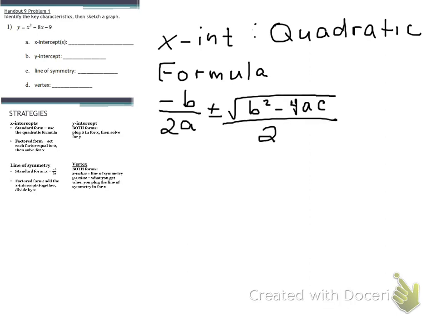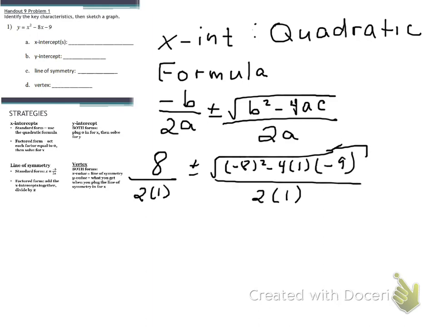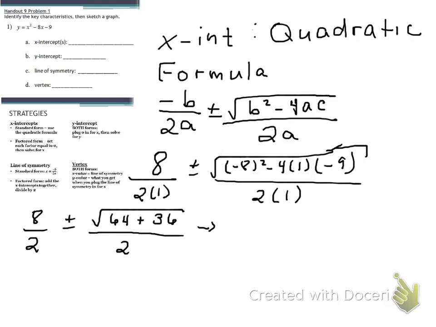So this is negative b over 2a plus or minus the square root of b squared minus 4ac over 2a. So the opposite of negative 8 is 8. So we'll have 8 over 2 times 1 because 1 is a, plus or minus the square root of negative 8 squared minus 4 times 1 times negative 9. But negative 9 is the c value from the equation, and then divided by 2a. So when we simplify inside the square root, we'll have 64 plus 36, so our new equation is 8 divided by 2 plus or minus the square root of 64 plus 36, divided by 2.